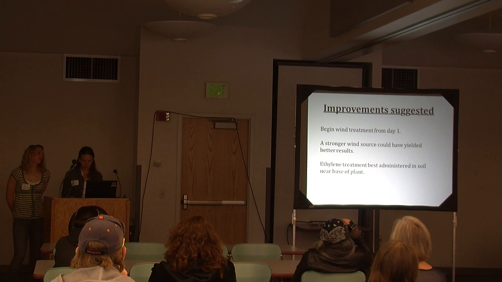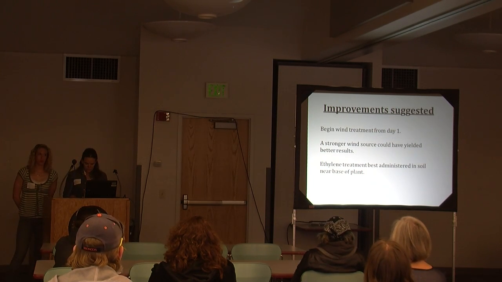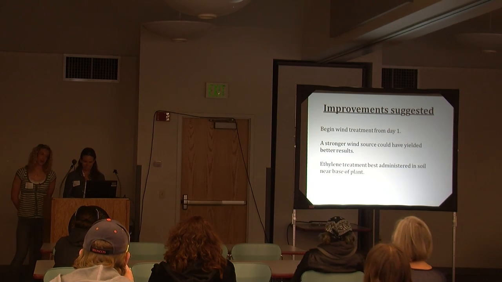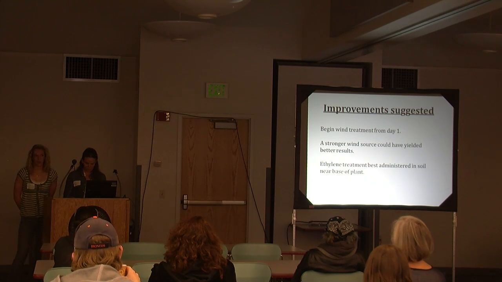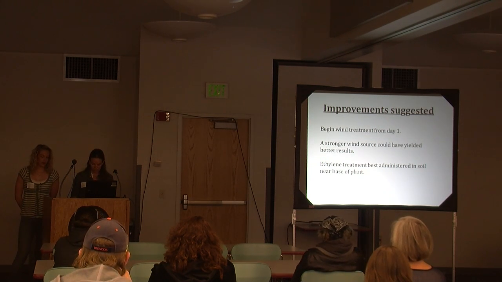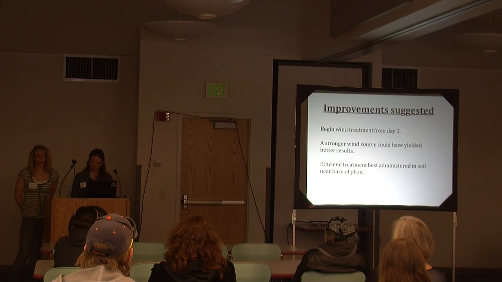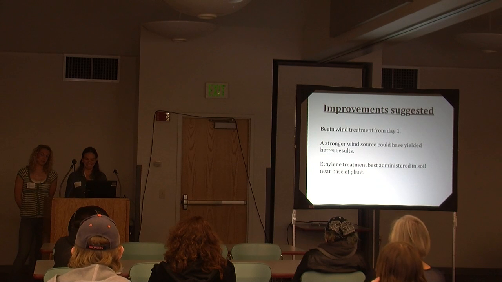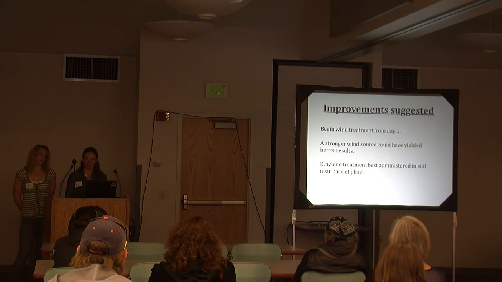Some improvement suggestions that we found: we didn't start our treatment with the ethylene from day one, which we should have done. We started it a week later after the seedlings had begun to develop. If we had done that, we probably would have seen more collenchyma cell development and better results. And the wind source we used wasn't very strong. We had a little itty bitty fan to fit in that little tunnel. It provided enough stimulus to see the effects, but if there had been more, there probably would have been a substantial increase in collenchyma cell development.